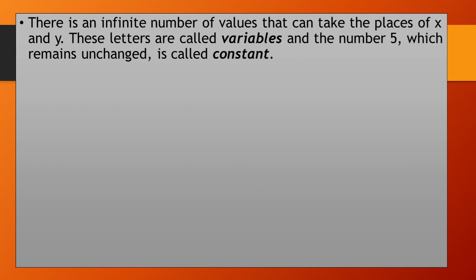So there is an infinite number of values that can take the place of x and y. These letters are called variables. As I said a while ago, those letters are called variables. The value which remains unchanged is called constant. So a number is a constant. For example, the 5, that is constant. And the variables are x and y because they are letters.